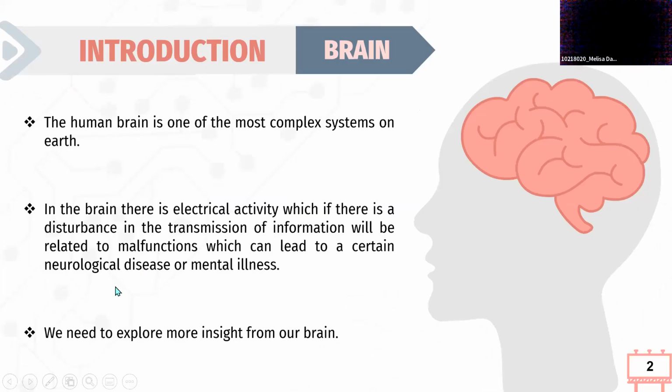So the human brain is one of the most complex systems on Earth. In the brain, there is electrical activity, which if there is a disturbance in the transmission of information, it will be related to malfunctions, which can lead to a certain neurological disease. Are we just talking about brain disease? No. Besides that, there is much more information that we can gain from the brain, such as analyzing our behavior and others. So it will be very interesting to learn and to do research about the brain.